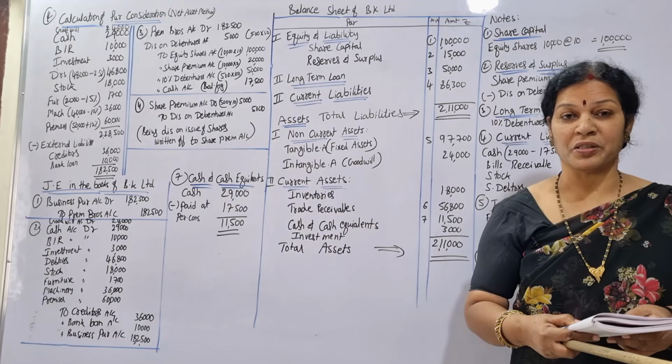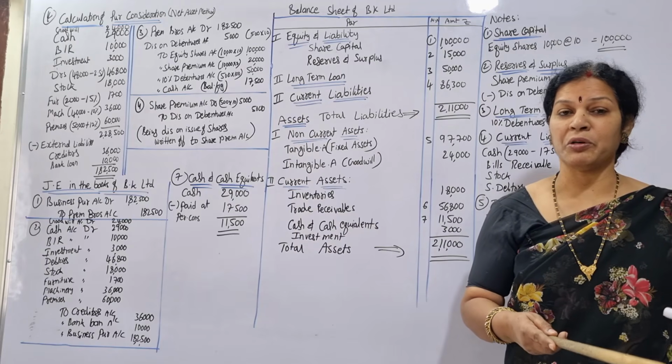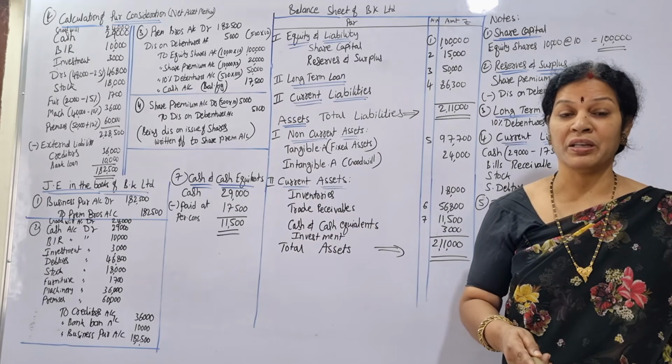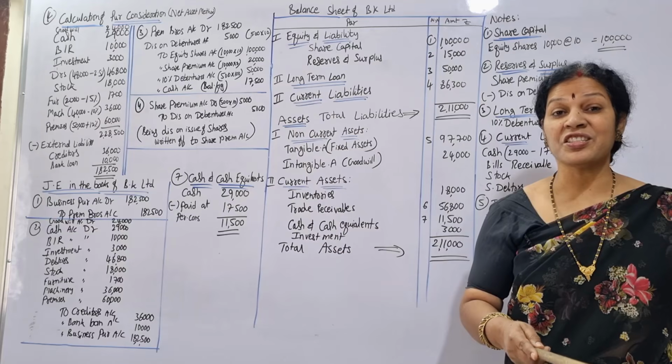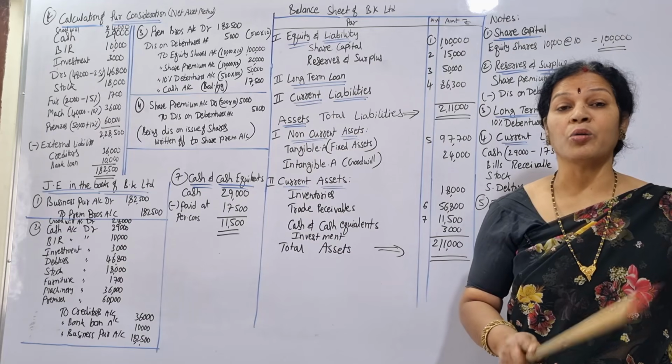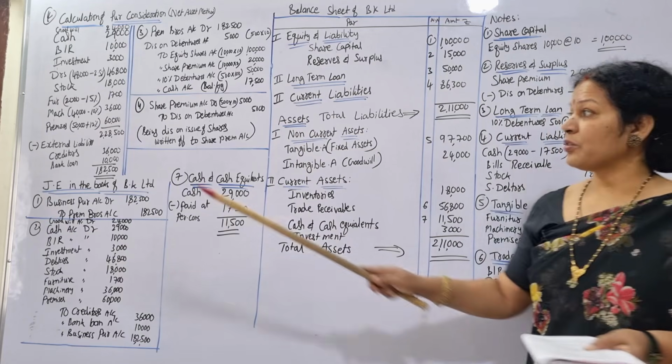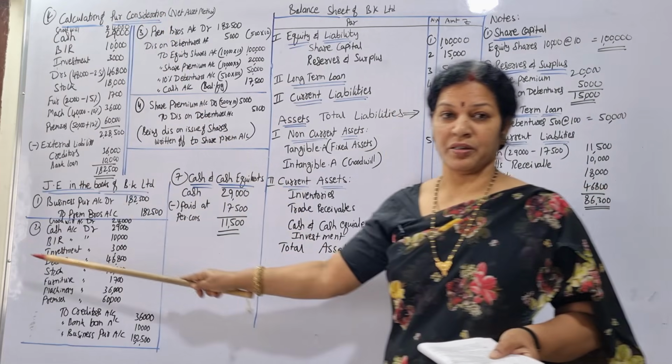This is the net assets method. In the net assets method, generally whenever purchase consideration is not given, we have to take all the adjusted assets minus outsiders' liability. So remember this point.